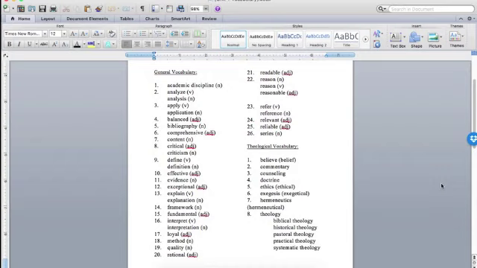19, quality. This is really high-quality writing. Great job. 20, rational. While faith does not depend exclusively on the intellect, it is always rational.